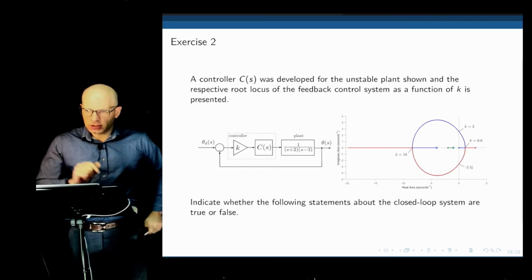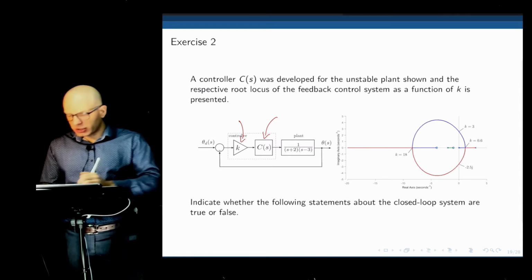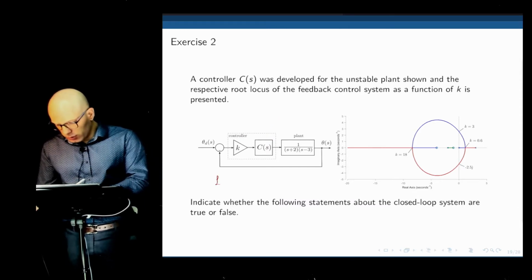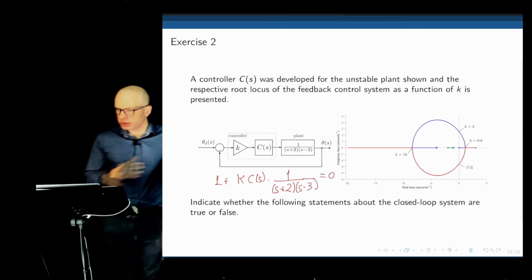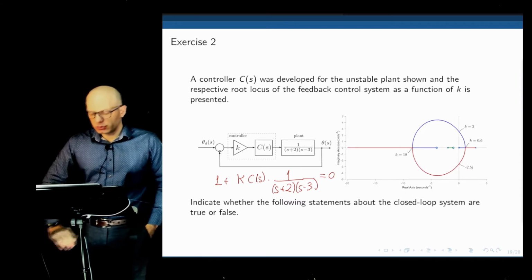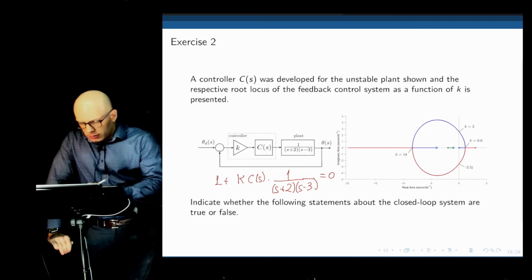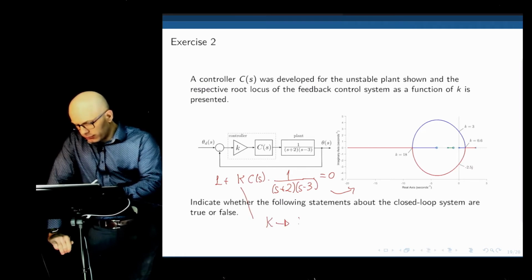So we have two components in our controller. We have a function of s, C(s), and we have the controller gain k that we are going to tune. So the characteristic equation for this system is 1 + k times C(s) times 1 over (s+2)(s-3) equals 0. This is the characteristic equation, the denominator of the closed loop transfer function. And the root locus here is the root locus of that entire thing, as this value of k tends to infinity starting from 0.